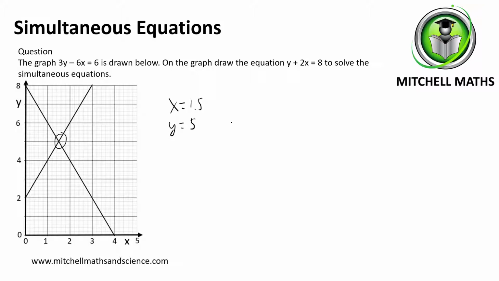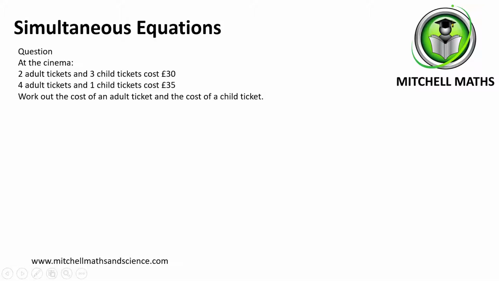Now, the final question we're going to do is when they don't give us the simultaneous equations as equations, they give us a worded question and they expect us to write out the simultaneous equations from that. So in this question, at the cinema, 2 adult tickets and 3 child tickets cost £30. Well, I can write that as 2a plus 3c equals 30. And the next equation is 4 adult tickets and 1 child ticket costs £35. I can write that as 4a plus c equals 35.